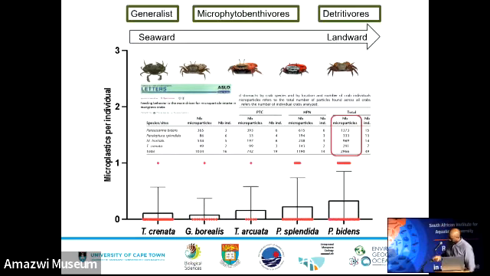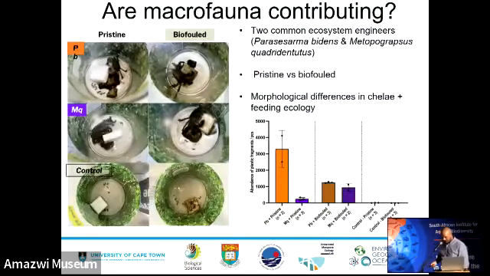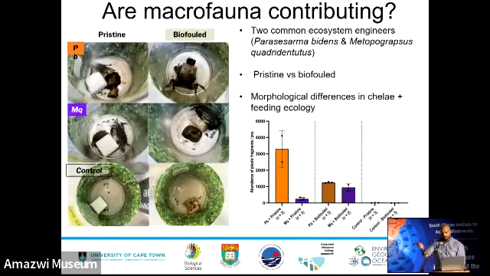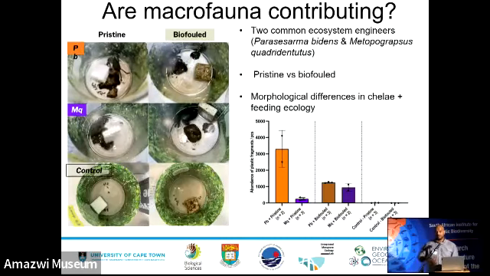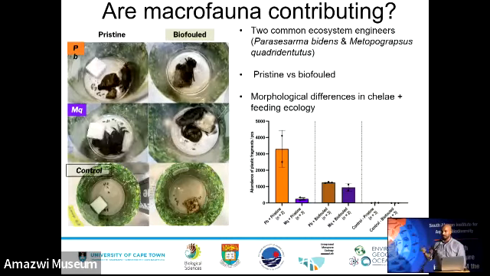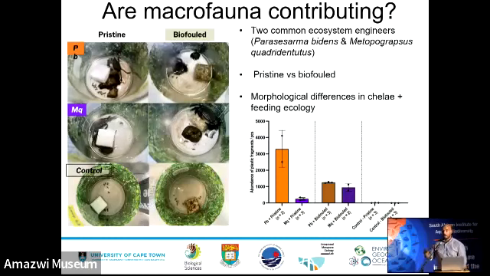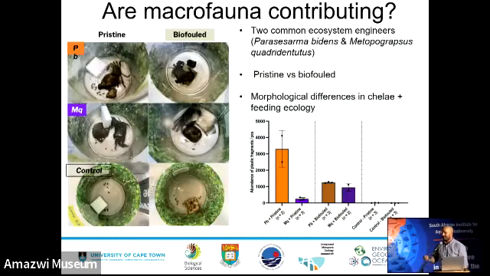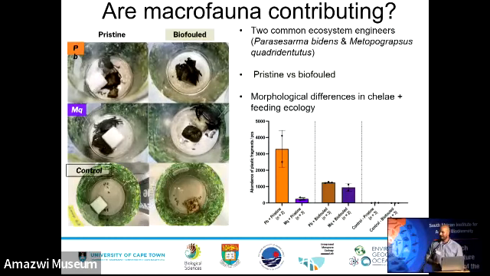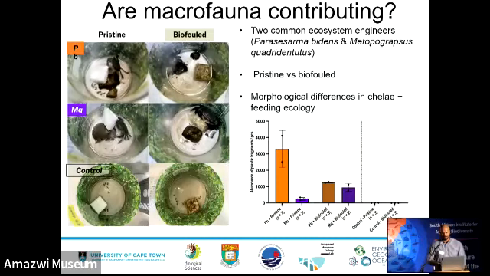This is confirmed in a study that my colleagues did in 2020, which also found a similar trend where Parasesarma bidens had the most microplastics in their guts and their gills. So we know there are microplastics, we know there are macroplastics. The fauna are eating it, but they're also interacting with it within their feeding behaviors. So are these macrofauna contributing to the microplastic loads that we're getting from the macroplastic debris that's being deposited?